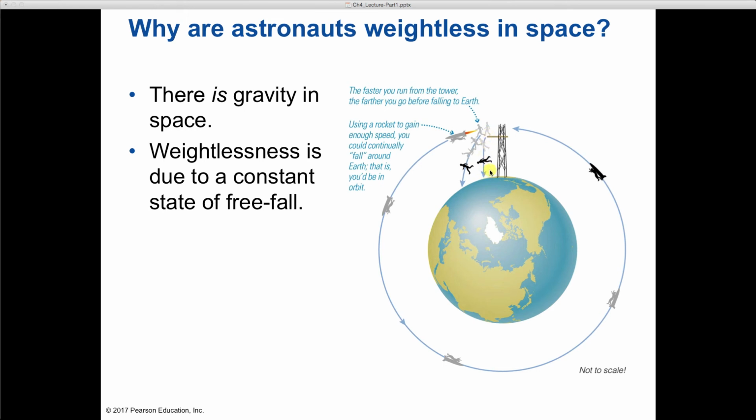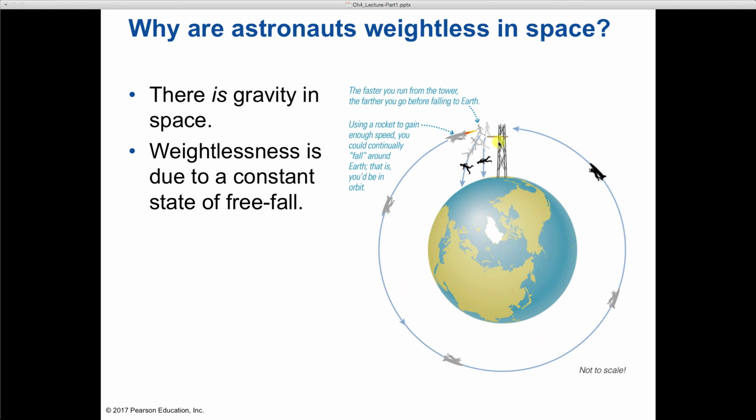You'd fall down, but you'd travel a little bit of horizontal distance as well. If you ran faster off the platform, you could travel a little bit further horizontally. And so if you ran even faster, you could travel even further horizontally. And eventually there's a speed, if you ran fast enough, you would travel so far horizontally that the Earth would start curving below you, and you'd actually be in an orbit around the Earth.